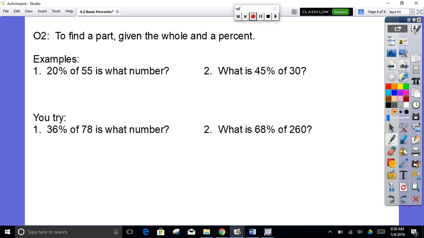Okay, so this one, we're given the percent. We know what the percent is. The percent is 20%. We have the word of. We're finding 20% of 55. So 55 is the whole. So what we're finding is the part. So in this one, I would set it up as 20 over 100 equals the part, which I don't know, over the whole, which I do know.